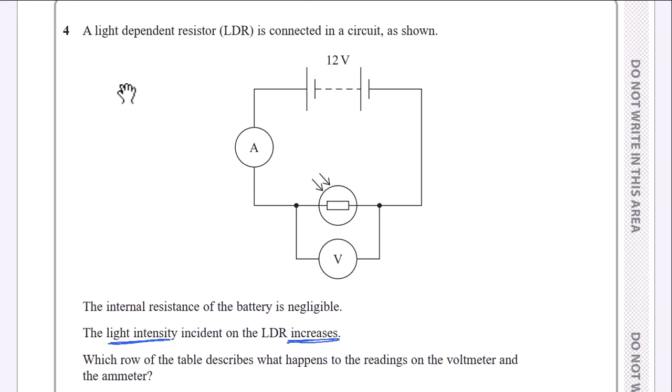There was one paper, I cannot recall which year it was. This was a really old paper. They asked you to draw a graph that you obtain using a circuit like this. So this would be the shape of the graph.